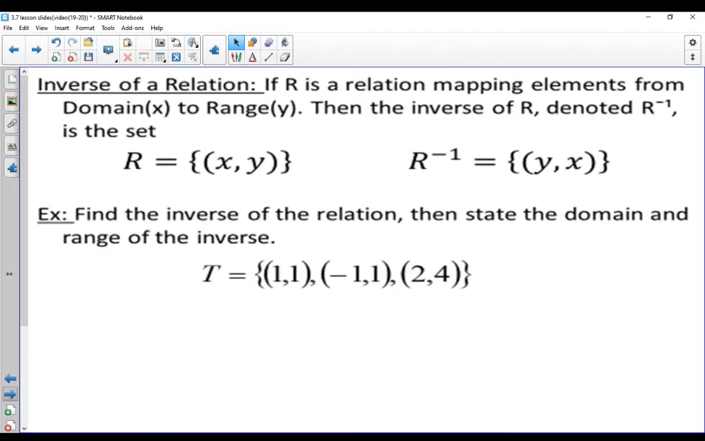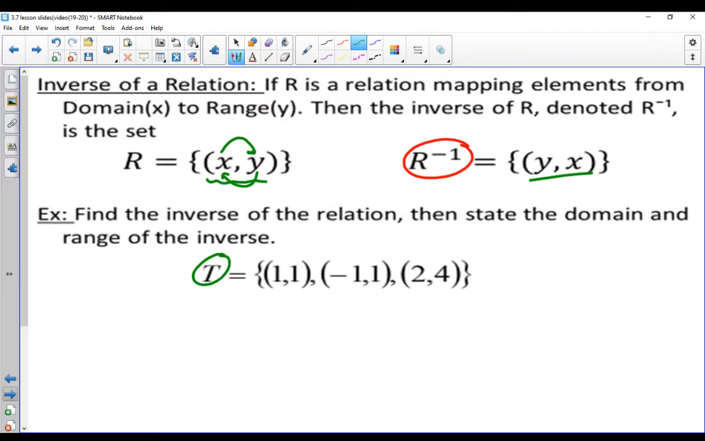Inverse of a relation. If R is a relation mapping elements from the domain to the range, then the inverse, which is denoted by R to the power of -1, is basically just taking your domain and range and flipping them. So in other words, say you have an ordered pair with an x and a y, just flip them, and voila, you would have the inverse. Done.